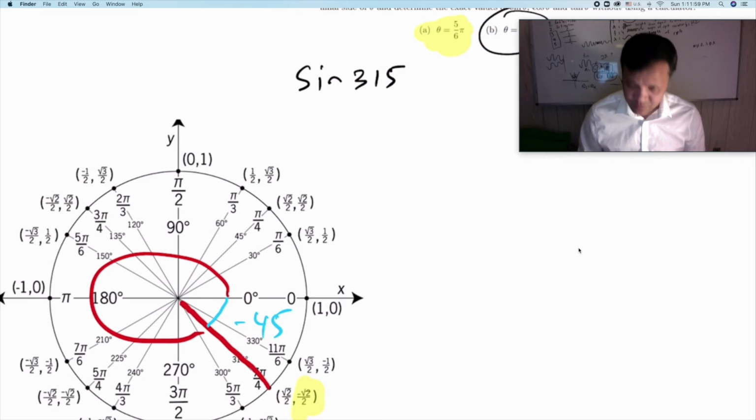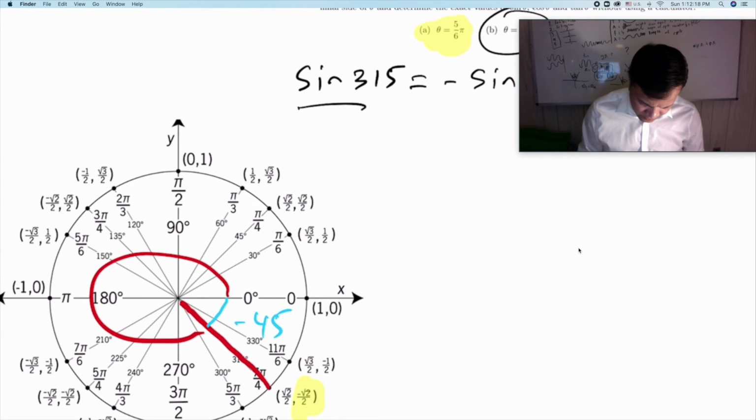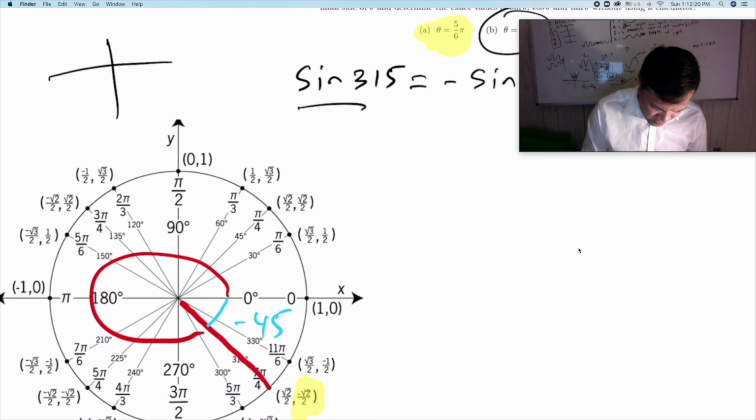But hey, what if you don't have access to the unit circle? Then you have to use the right triangle. So let's turn it into a right triangle. Sine 315 is equal to negative sine 45 degrees. Why negative sine 45 degrees? Because this is in the fourth quadrant, and in the fourth quadrant cosine is positive but sine is negative.